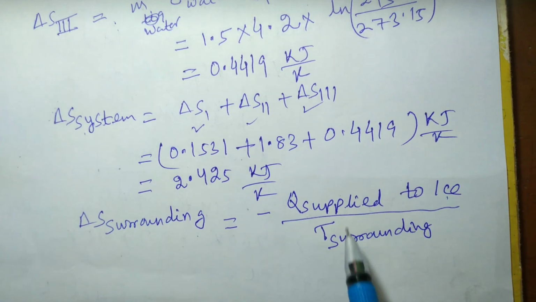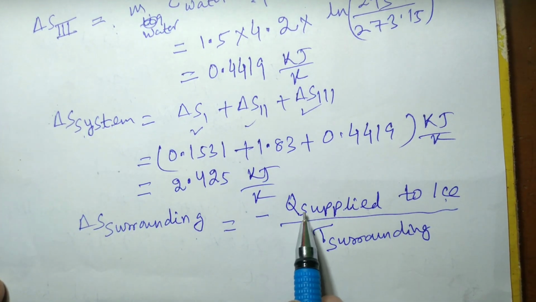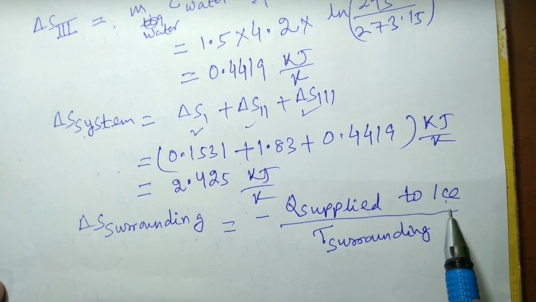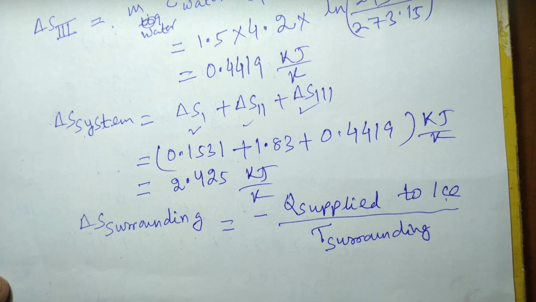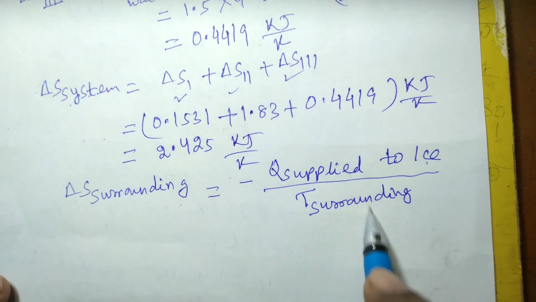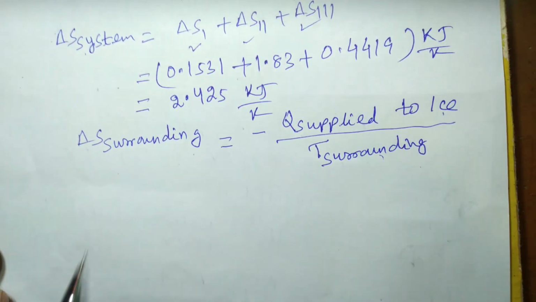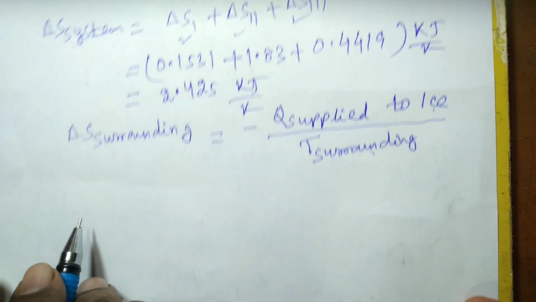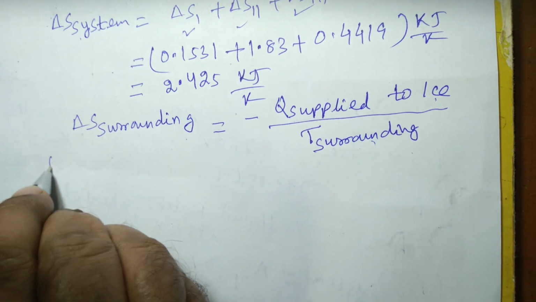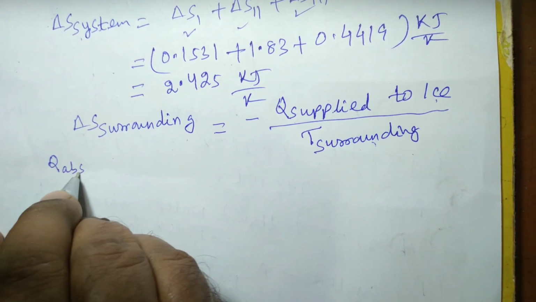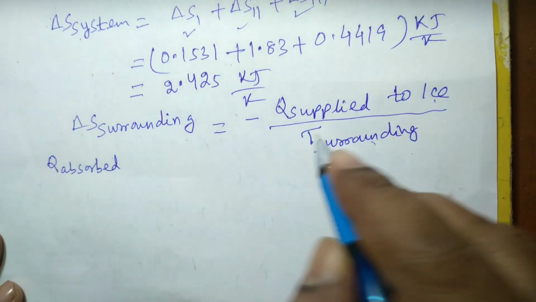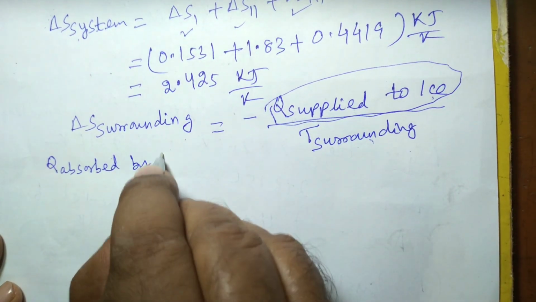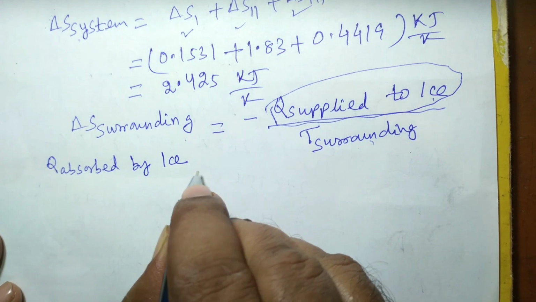So delta S surrounding will be minus of Q, that heat supplied or heat absorbed by ice to come to that final state, divided by T surrounding. Of course, it has to be expressed in terms of Kelvin. So what is the heat supplied? Heat supplied is again during these three stages. Q supplied to ice is the same as Q absorbed by ice. This is again in three stages.